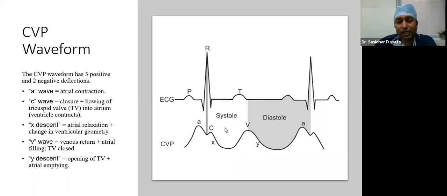So after a right atrial contraction and closure of the tricuspid valve, the right atrium starts descending. That will cause a steep fall in pressure. That steep fall in pressure is the X descent. And once the relaxation starts, the venous return starts coming into the right atrium. This venous return causes the V wave. The V wave represents the venous return to the right atrium. And once the tricuspid valve opens, all the blood is emptied into the right ventricle from the right atrium, causing a Y descent. So that is as per the waveform of CVP.